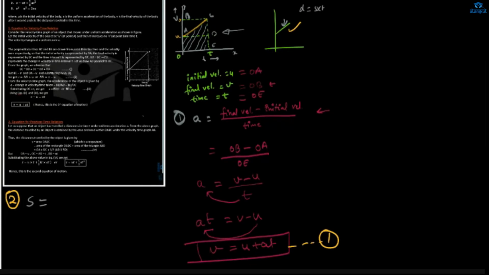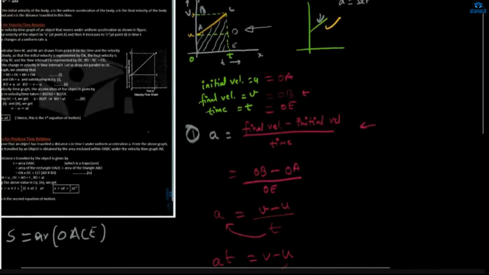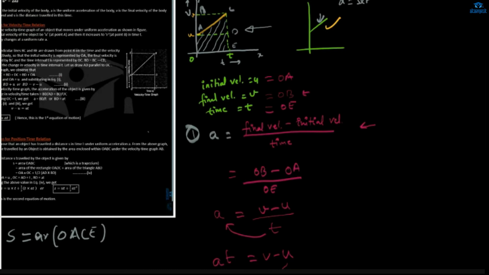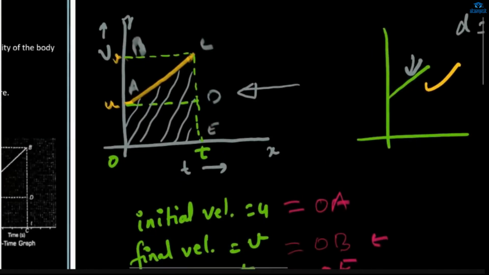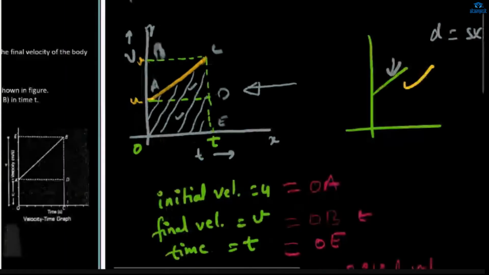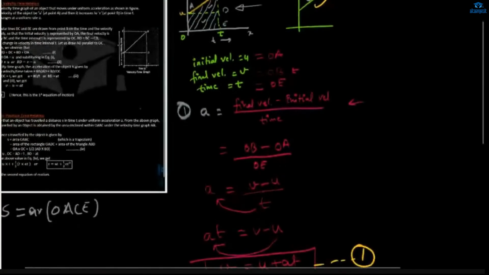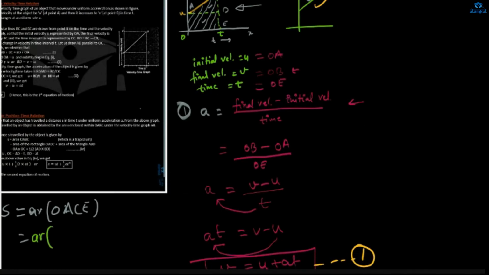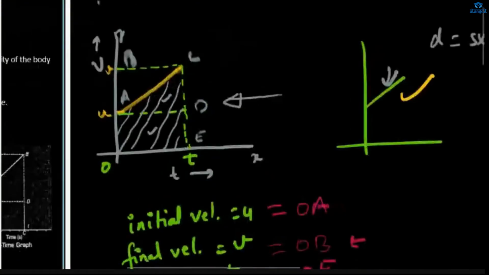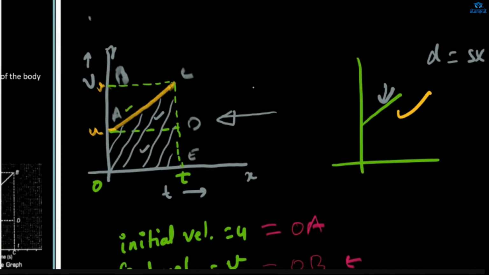Finding the distance using this area, we'll write: distance, which we'll call S, is equal to the area of OACE. Now we can cut this trapezium into two parts, a triangle and a rectangle. So we find the area of the triangle and the area of the rectangle, and then add both of them. So area of triangle ADC.